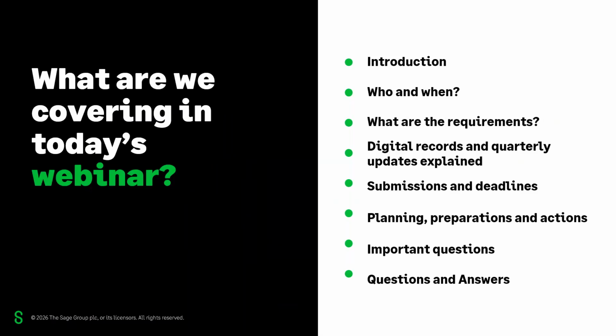So this is what we're going to be covering on today's session. We're going to start by introducing Making Tax Digital, what it is and when it was first introduced. We'll then look at who will be impacted and when the different thresholds will be. We'll look at what the requirements are. So we've broken it down into 3 sections: recording, submitting quarterly updates, and final adjustments. We'll delve into the digital records and the quarterly reports and what you can expect to provide to HMRC. We'll look at key dates for submissions and deadlines. And then lastly, we'll look at ways and means and how you can plan and prepare for actions to take in the future.